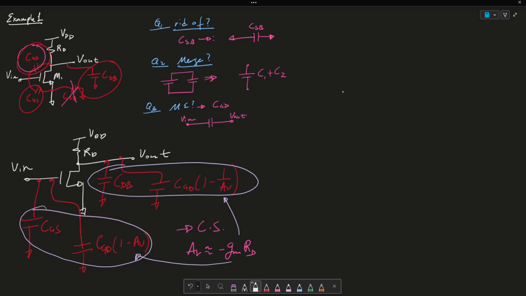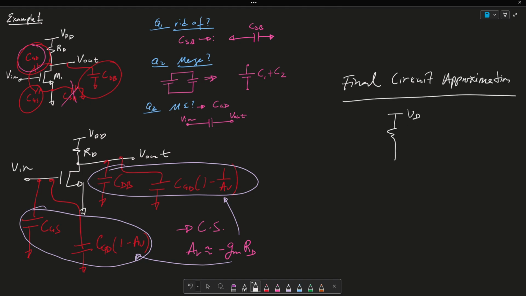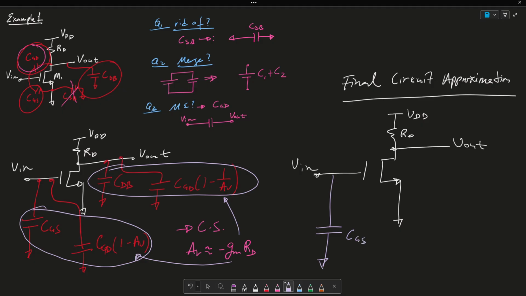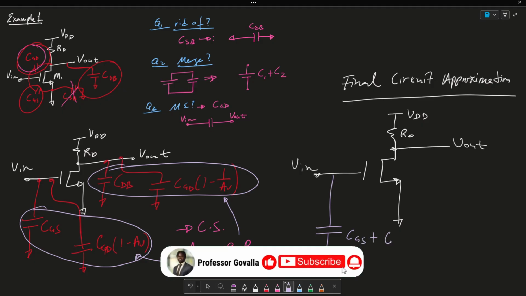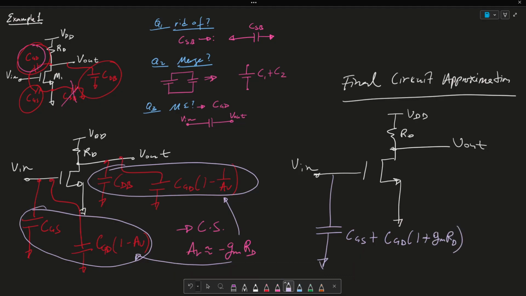So I'm going to call this my final circuit approximation, where again, this is VDD, RD, V in, V out, and this input capacitance just becomes CGS plus CGD times 1 plus GMRD.